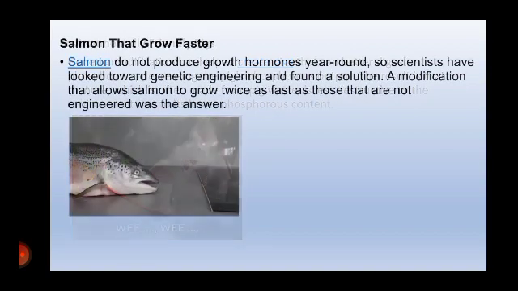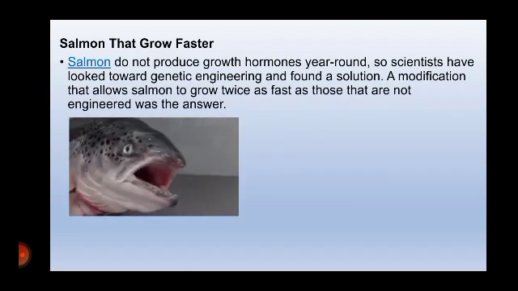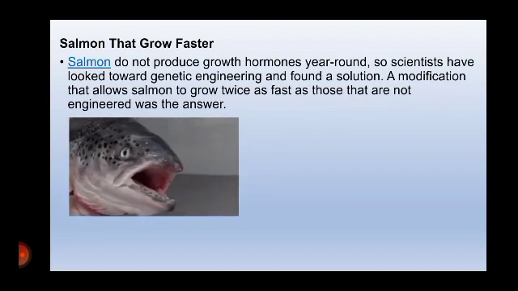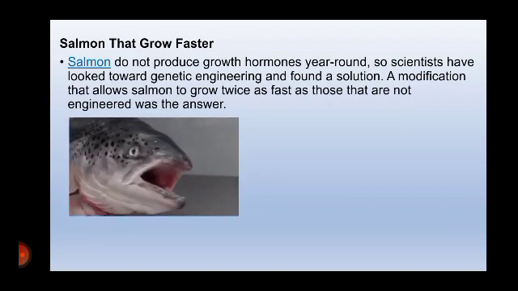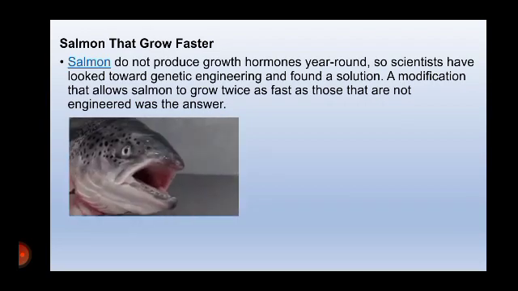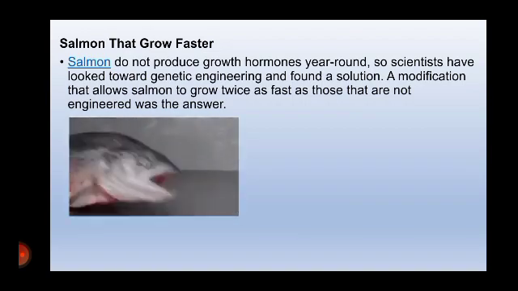Salmon that grows faster. Salmon do not produce growth hormones year-round, so scientists have looked toward genetic engineering and found a solution. A modification that allows salmon to grow twice as fast as those that are not engineered was the answer.